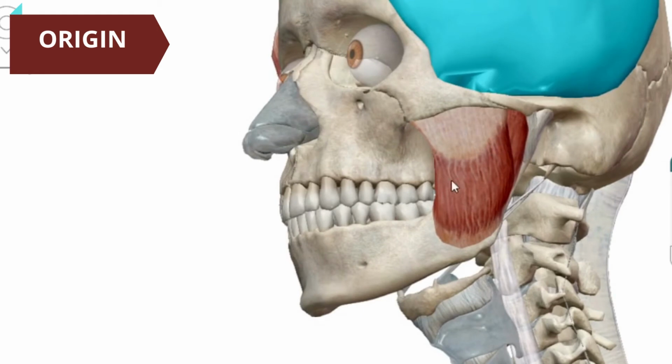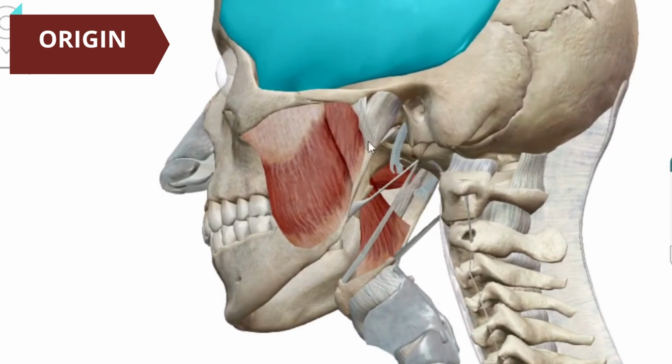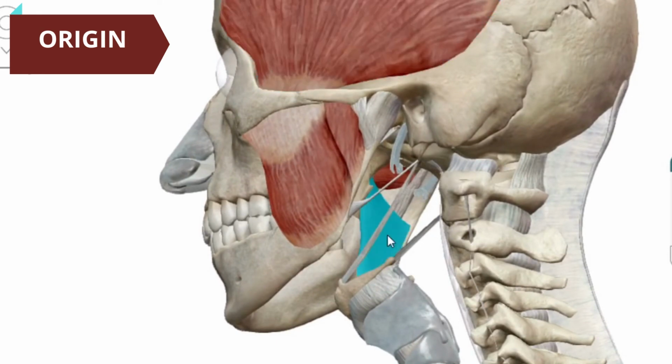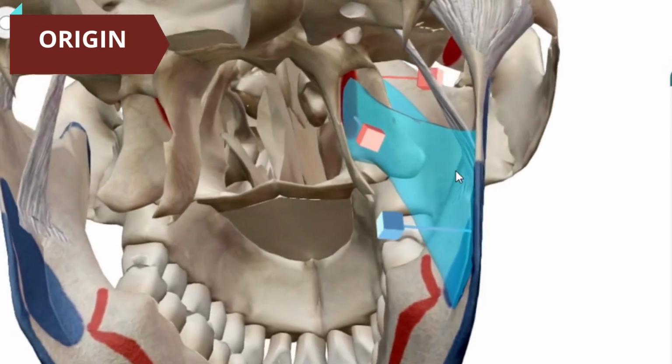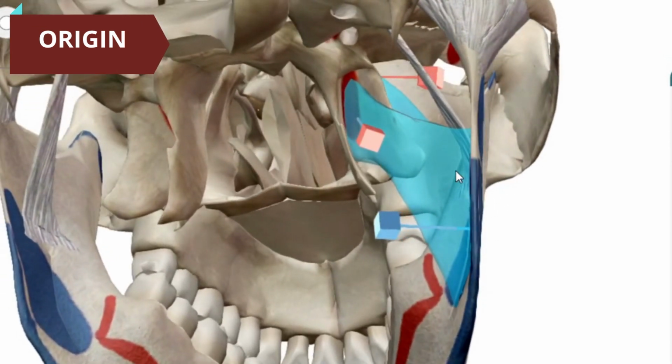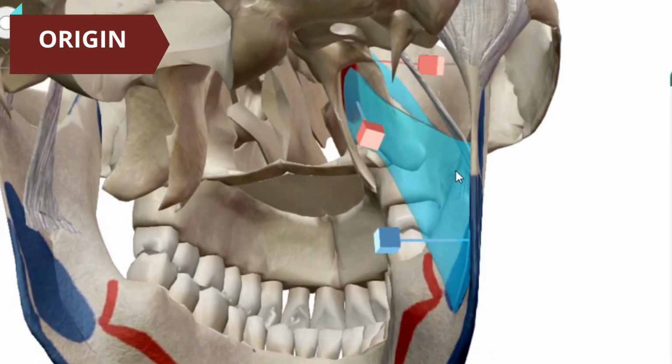Now moving forward and describing the medial pterygoid muscle. The medial pterygoid muscle has a superficial head and a deep head. The superficial head arises from the tuberosity of the maxilla, the maxillary tuberosity. This is the superficial head and this is the deep head.